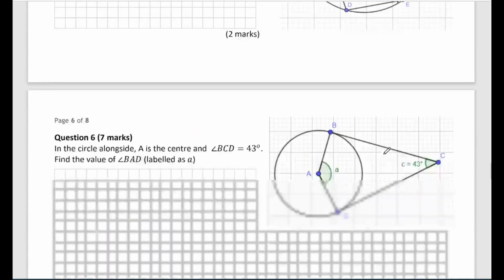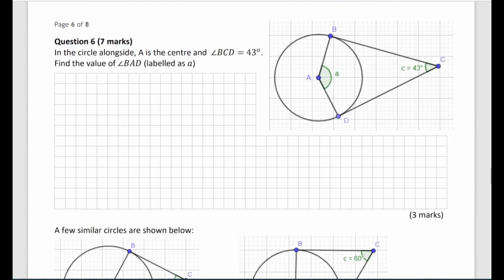All right. This one, question 6. So we've got this situation here. We want to find the angle of the bad angle. So basically what we need to do is radius tangent theorem twice. So that angle and that angle are both 90. So angle ABC and angle ADC equal 90 degrees by radius tangent theorem.